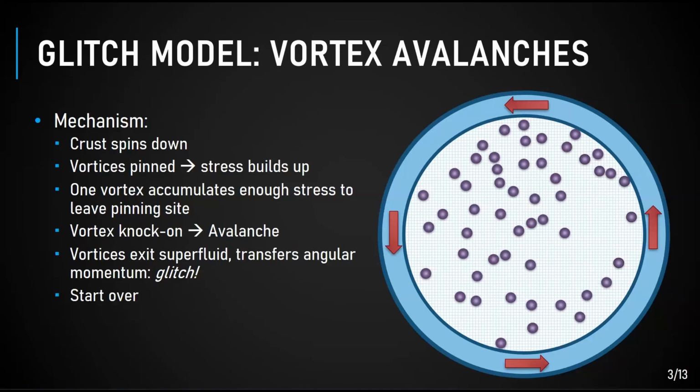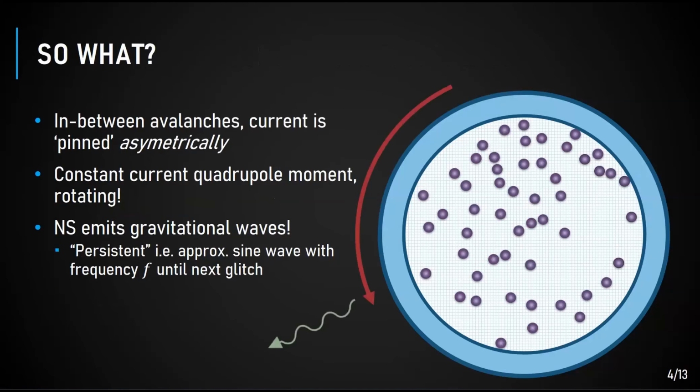So what? In this kind of picture, we notice that in between the alpha lines, the current is pinned. Because the frame current is kind of constant, and more importantly, it is pinned asymmetrically, I should say.